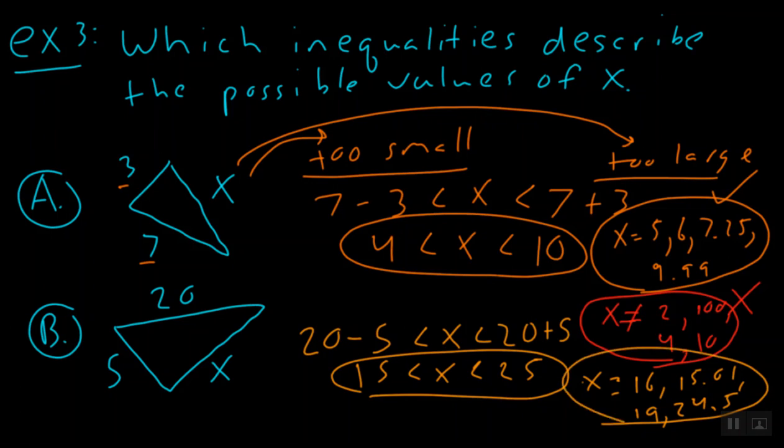And what are some values that x could not be? Well, x couldn't be 14 because that's less than 15. It's outside of our range. X couldn't be 15 because we're saying that 15 is less than x. You can't say 15 is less than 15. That doesn't make sense. And of course, anything bigger than 25 is out as well. So 26. Any number greater than 25 just won't work.